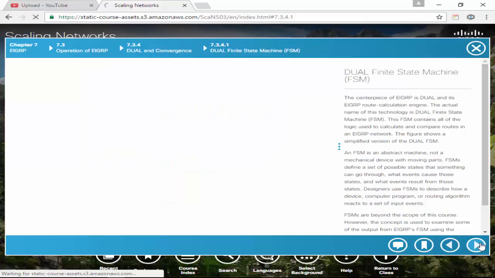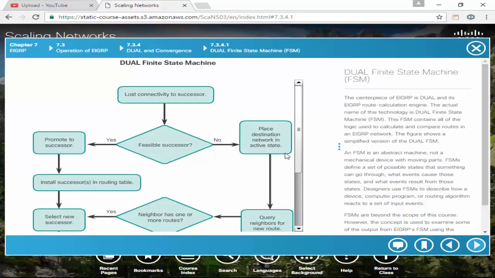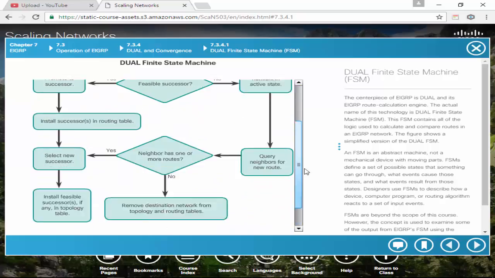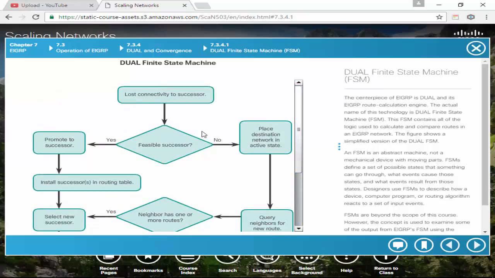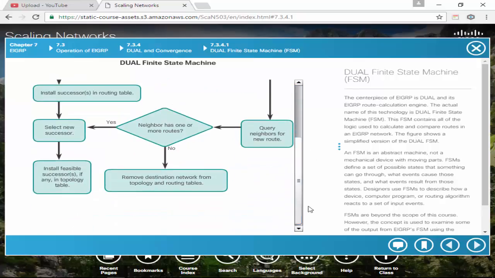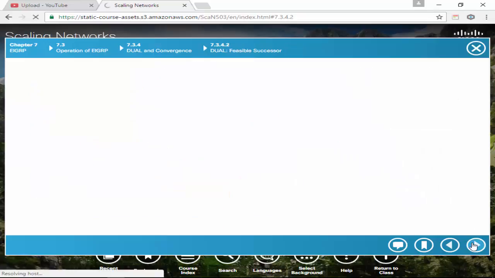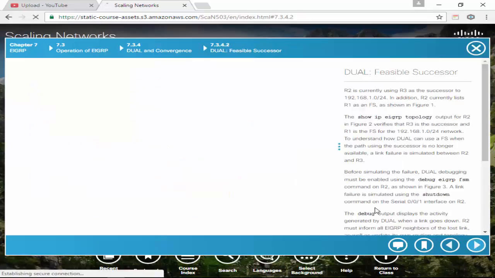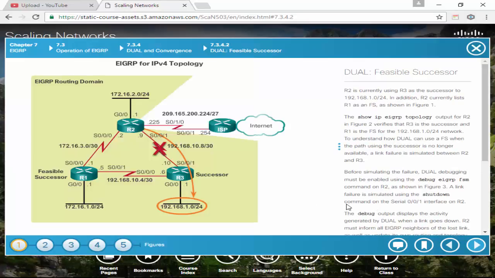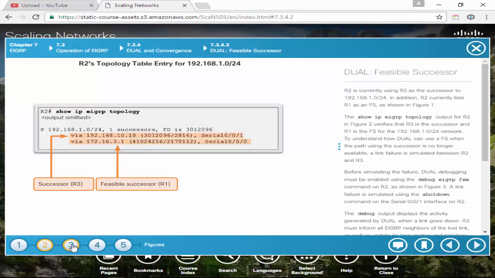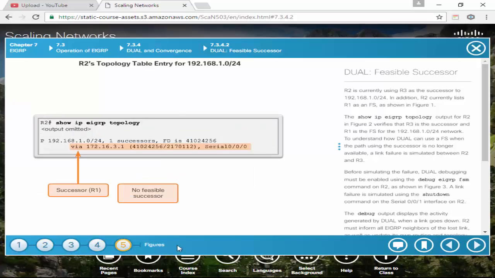Okay. That activity of determining the feasible successor would not be bad. Here's what happens if DUAL doesn't find a feasible successor, right? So if there is a feasible successor, and the successor goes down, so the primary route goes down, it instantly takes the place of the successor. If there's not, then DUAL will run an algorithm trying to find another way to that route. If you can't find one, I guess it's just down. But either way, a feasible successor is better to have because it helps us keep that network uptime.